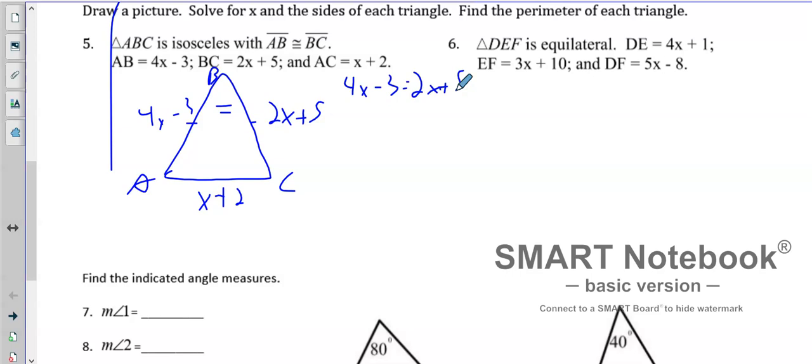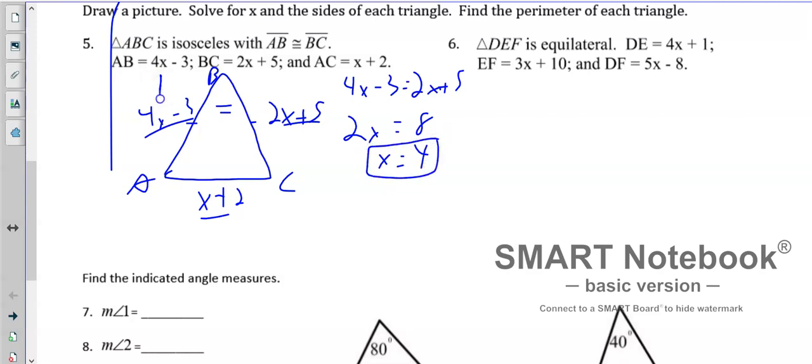Now, a common mistake I'll see is adding all those up to 180. All this, this, and this. That makes no sense. Those are sides. 180 is degrees. So we're going to set these equal to each other and solve. So that's 2x. When I add 3, I get 8. X equals 4. That's the first answer, x equals 4.